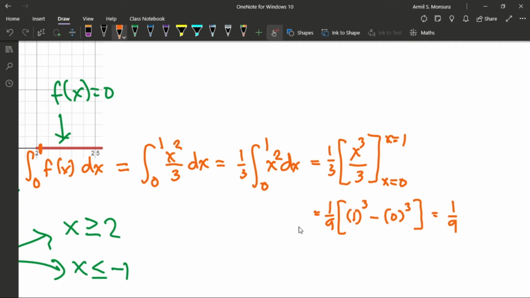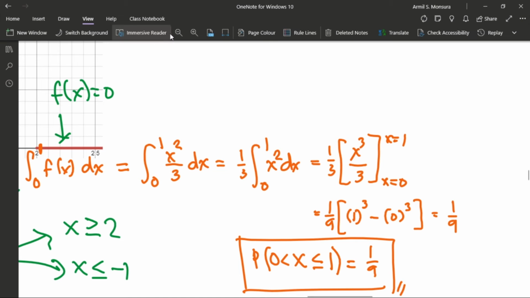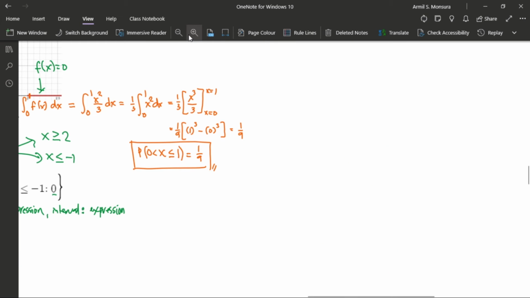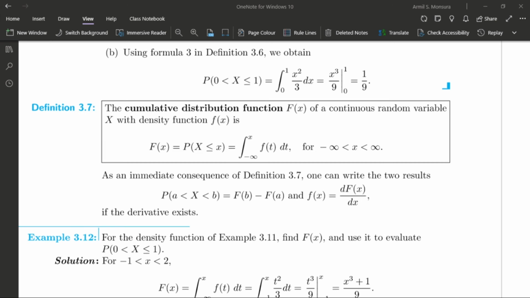So we say that the probability that your random variable x assumes a value that is greater than 0 and less than or equal to 1 is equal to 1/9. That's the probability of that. So ito yung nakuha natin.